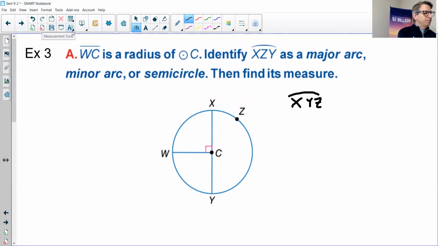Example 3, letter A. Segment WC is a radius of circle C. Identify arc XZY as a major arc, minor arc, or semicircle. Then find its measure. So WC is the radius, and we're identifying XZY. So arc XZY happens to be a semicircle.